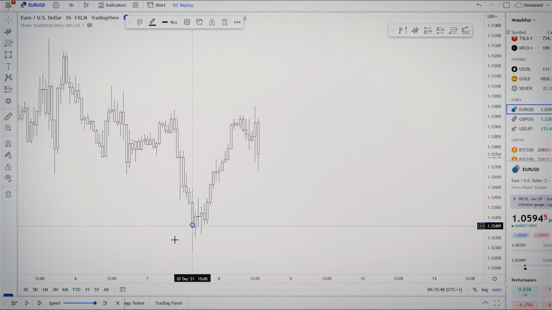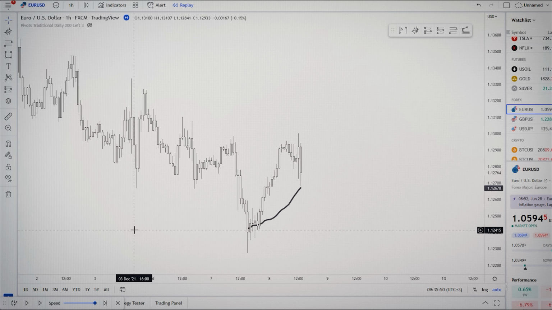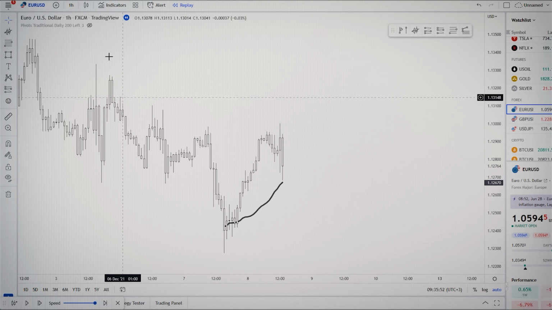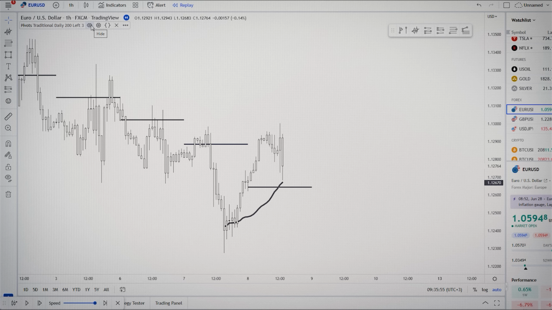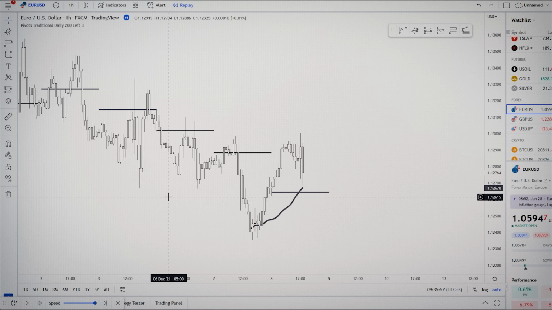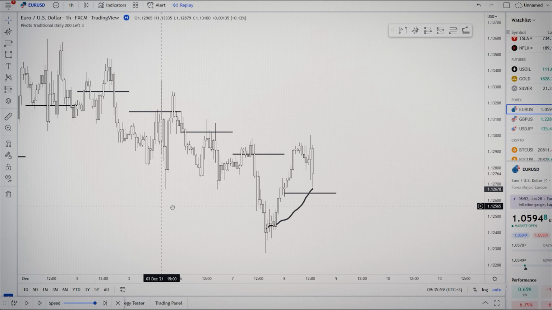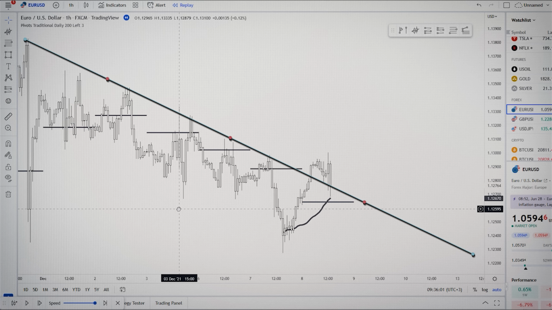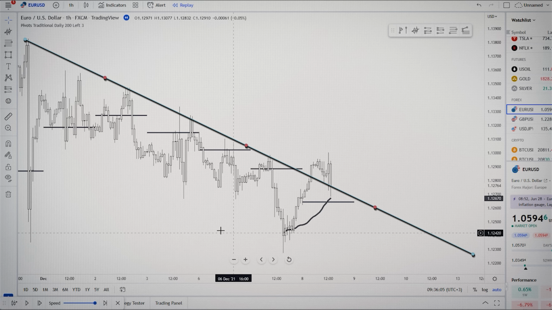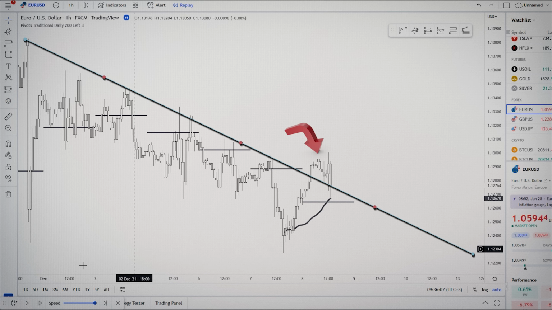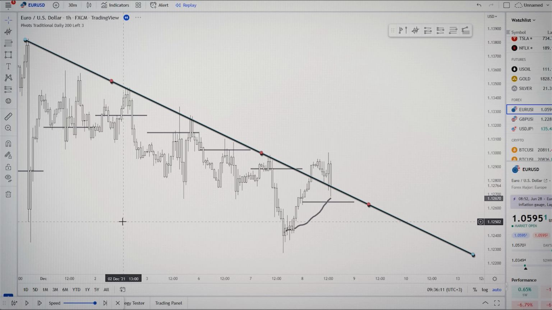After the breakout, we add the VWAP line, this time dynamic support. We also add the daily central pivot point, the third area of support. I also see this downward trend line, which was also broken. This is our fourth level of support.